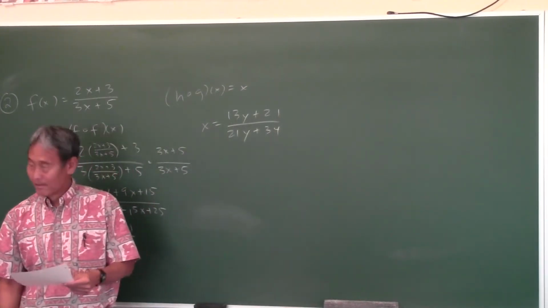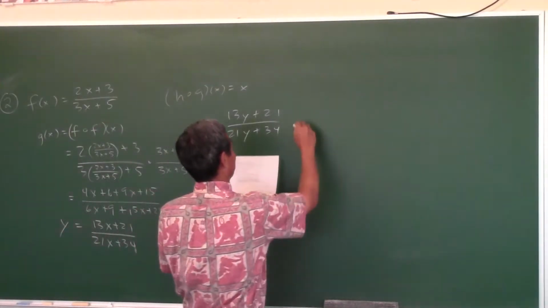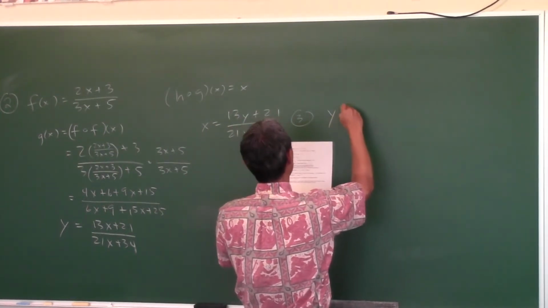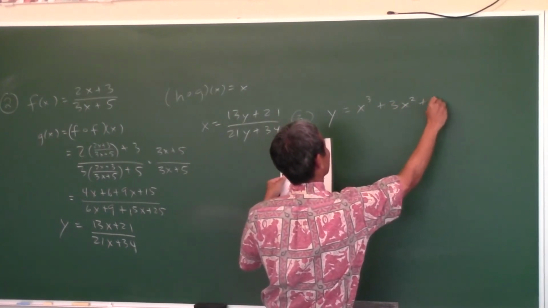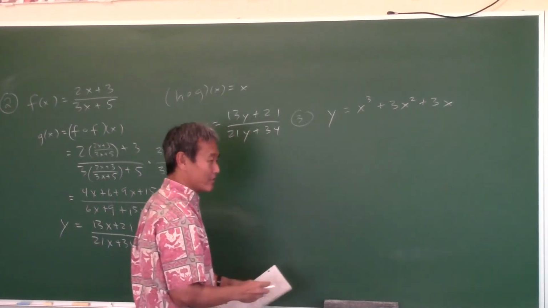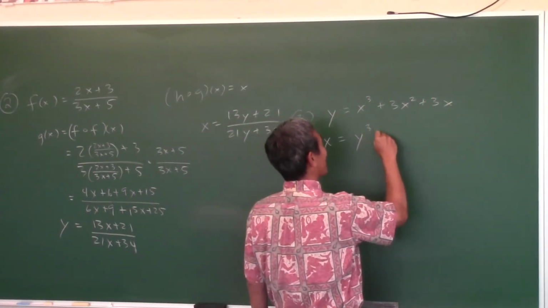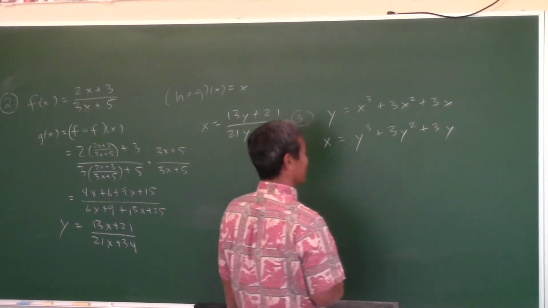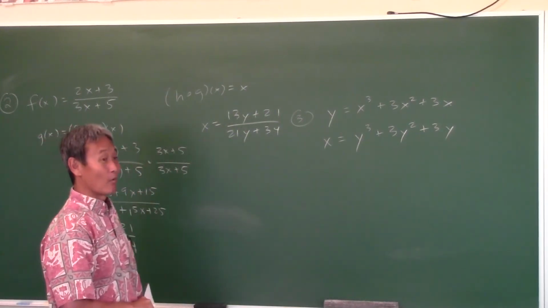Okay, number 3. Ooh, this is a good problem. Okay, so find the inverse. So we have y equals x cubed plus 3x squared plus 3x. Find the inverse. Now what's the procedure for finding the inverse again? Switch the x's and y's. How many points do you get for switching the x's and y's? If you're lucky, 1. Because you're supposed to know that from last year. Okay, but now you got to solve for y.